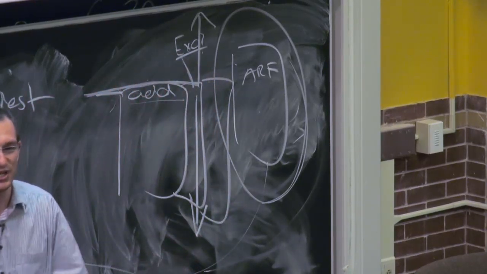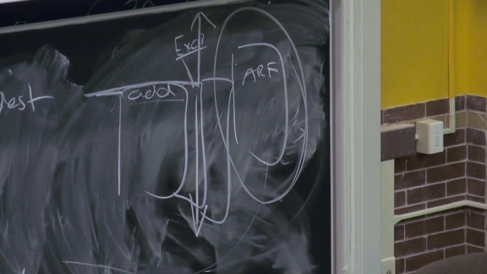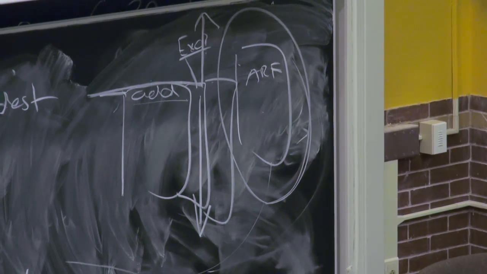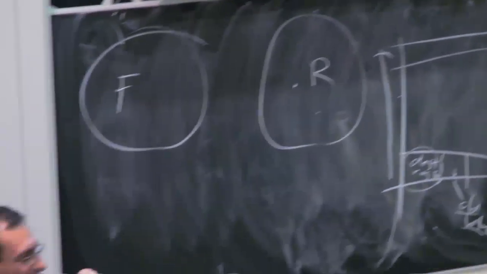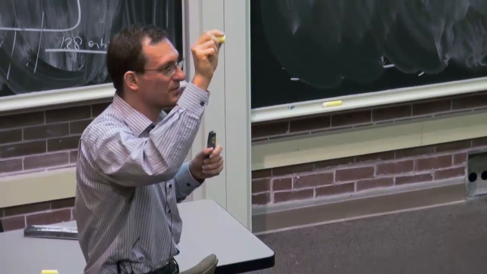Maybe the instruction, when it executed, it was a divide by 0, right? You don't handle that exception right away. You wait until the instruction becomes the oldest. Right?